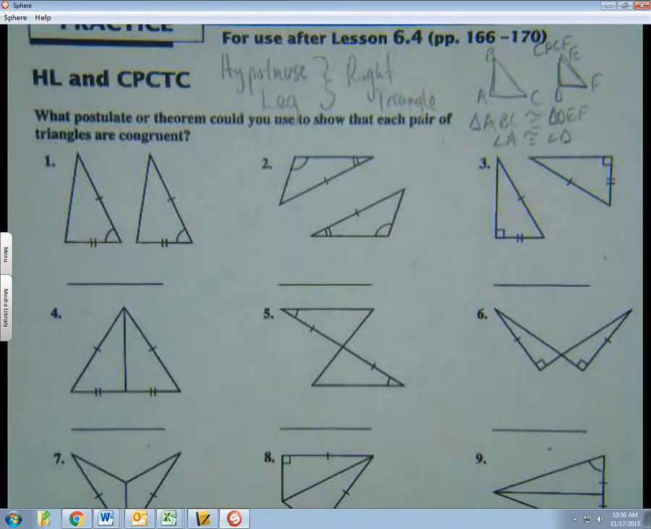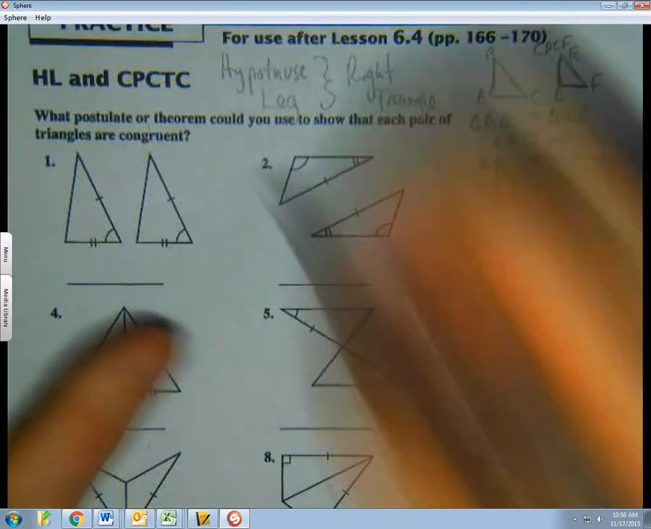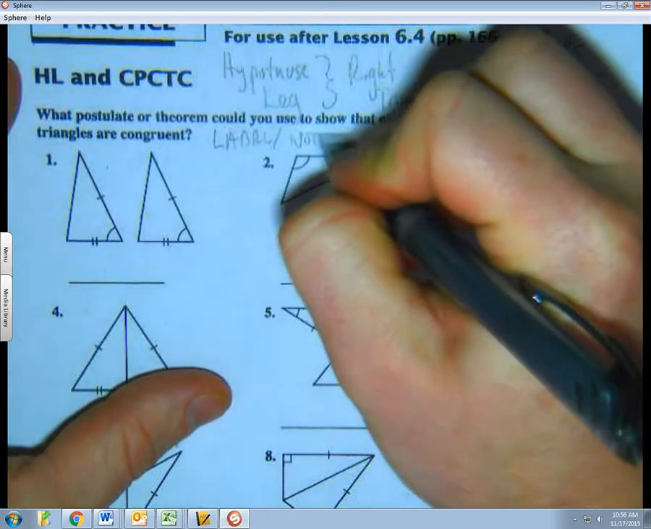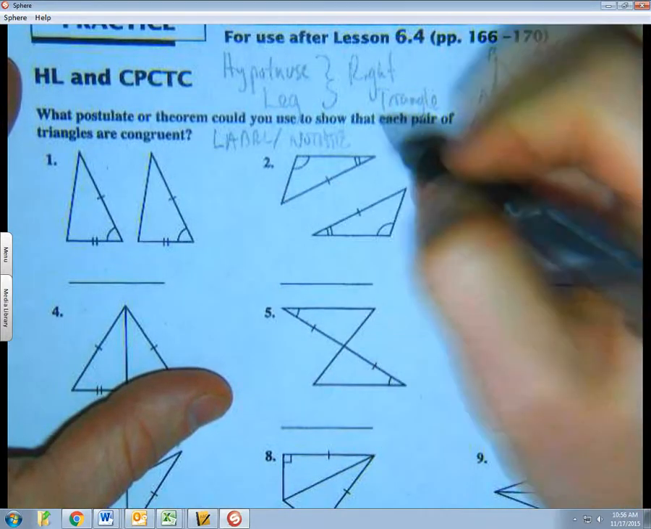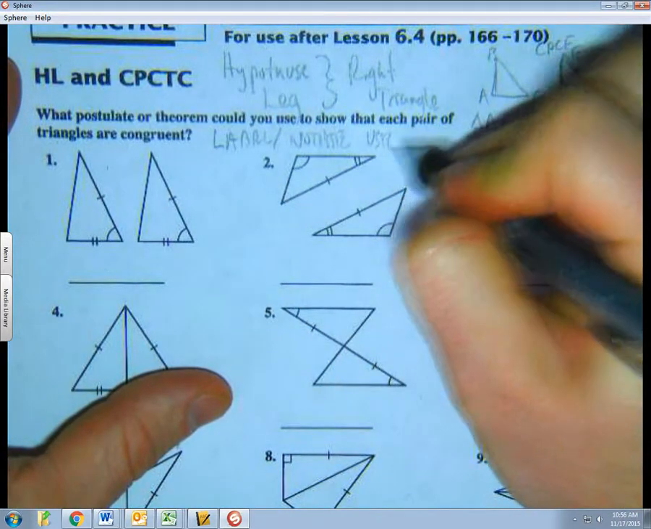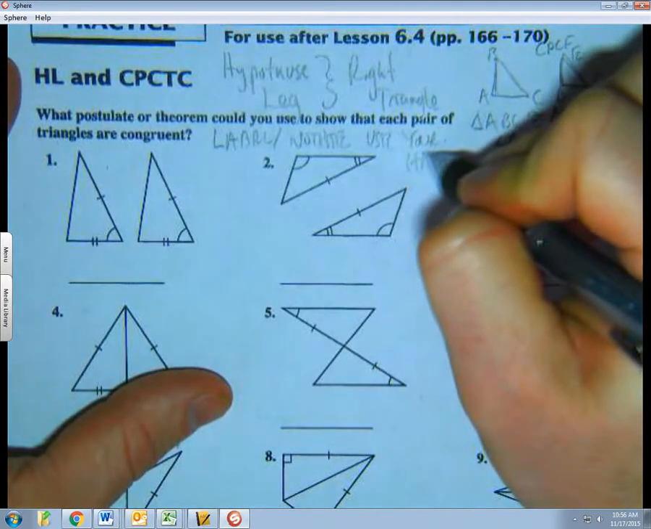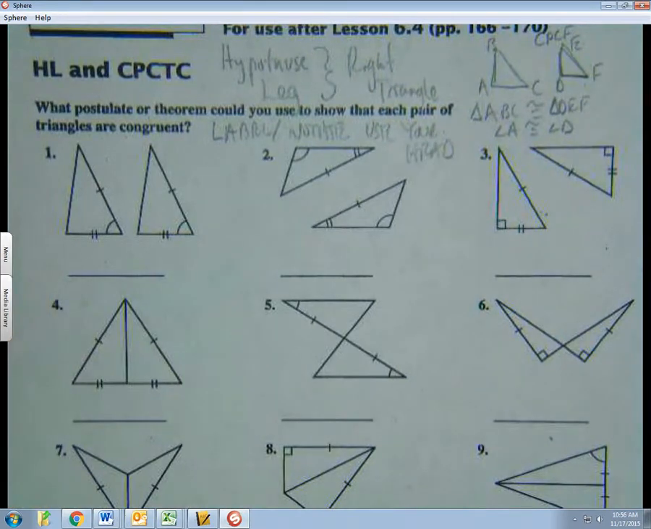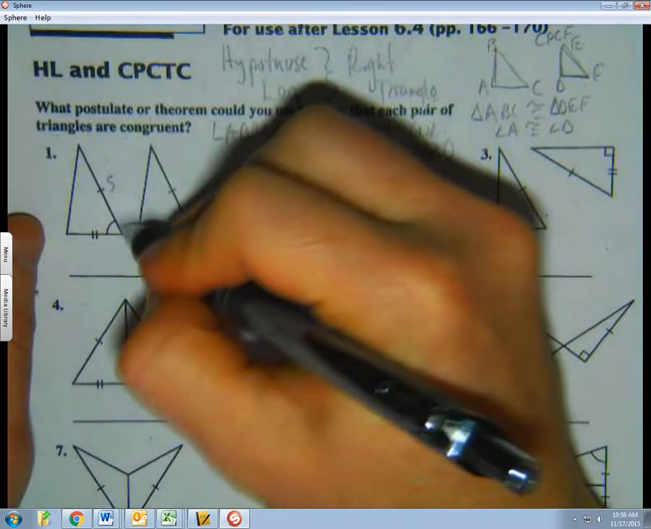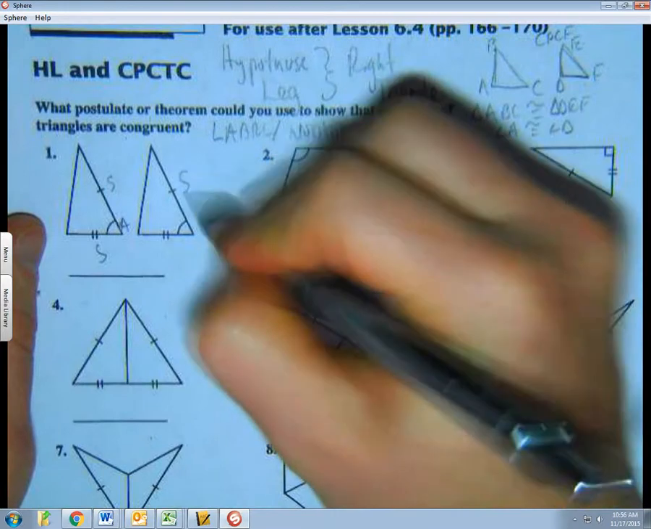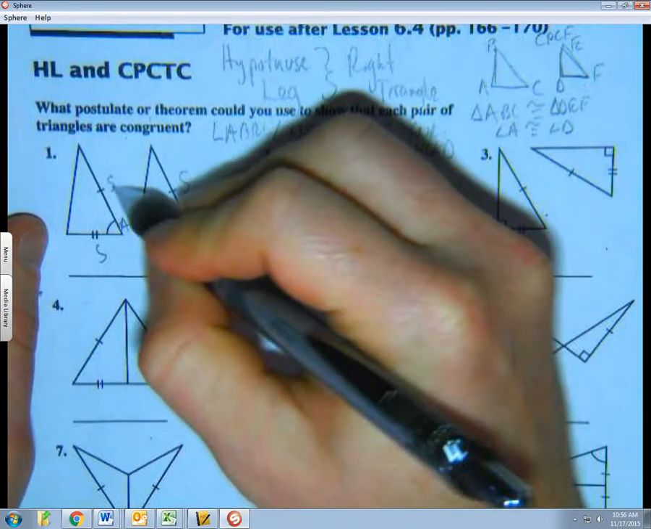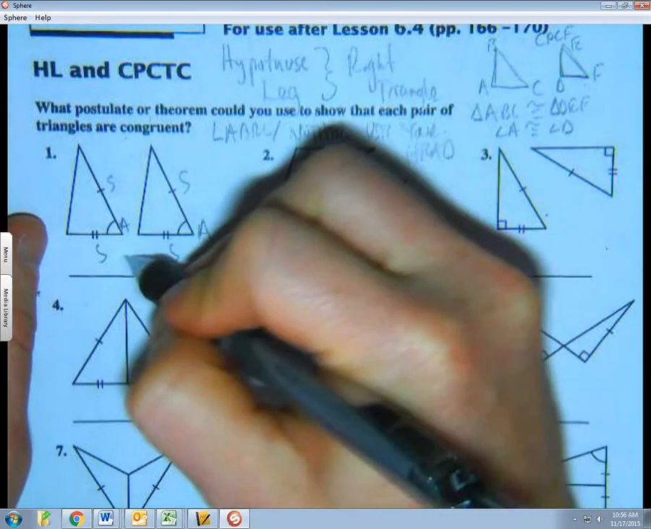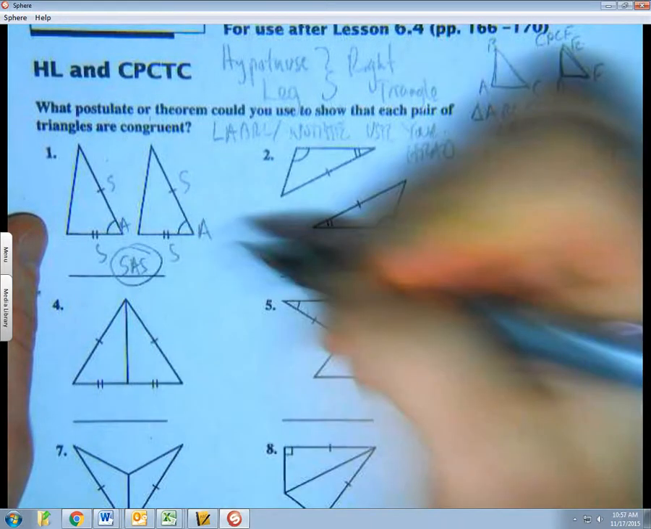So again, just label and notate. Label, notate, use your head. That's the problem-solving strategy I'm using. So I've got side, angle, side here. I've got side, angle, side here. So pretty clearly, they each go each way. Side, angle, side.